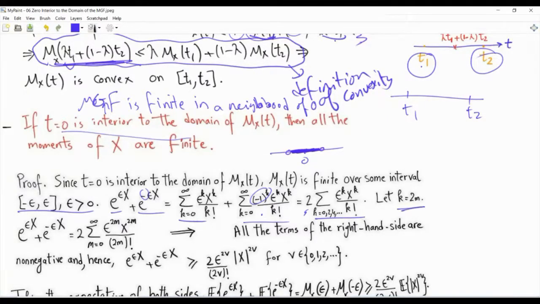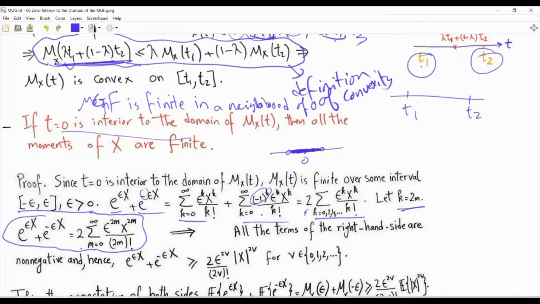Let k equal 2m, because now the indices are even, and so this becomes a summation over m from 0 to infinity, replacing each k by 2m. Till now everything is deterministic, and it is just the Taylor series of the exponential function. Note that everything here is non-negative because we have epsilon to the power 2m and X to the power 2m. Even if X is a random variable that can be positive or negative, here it is raised to the power 2m, so everything is non-negative.